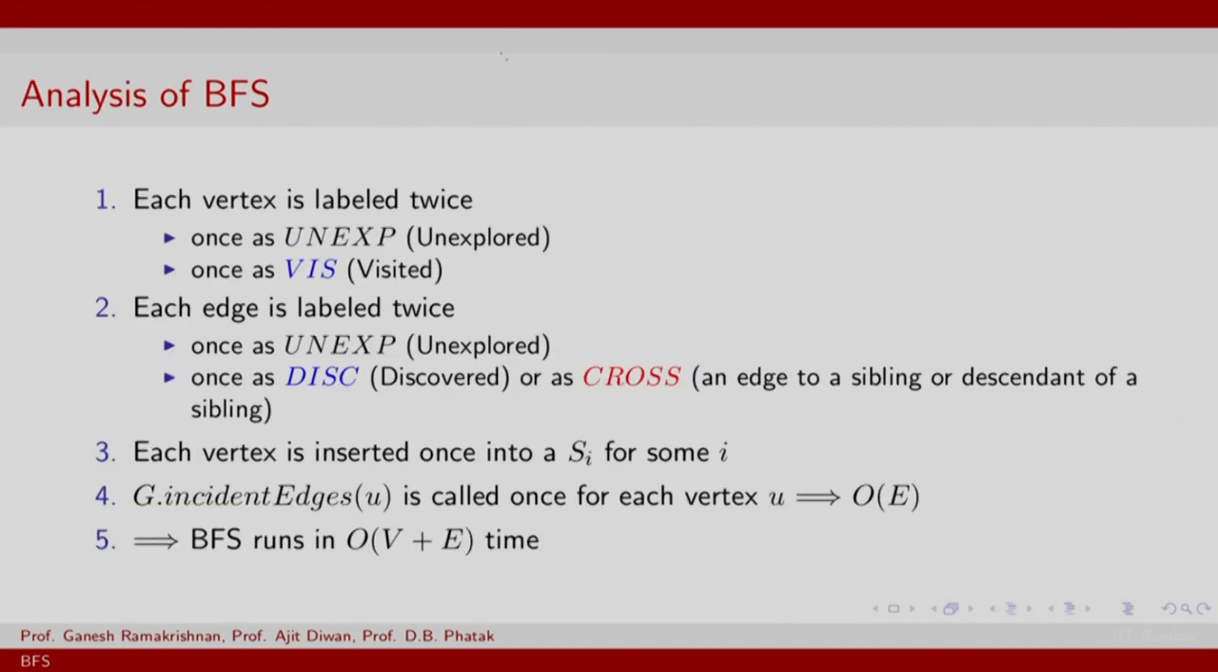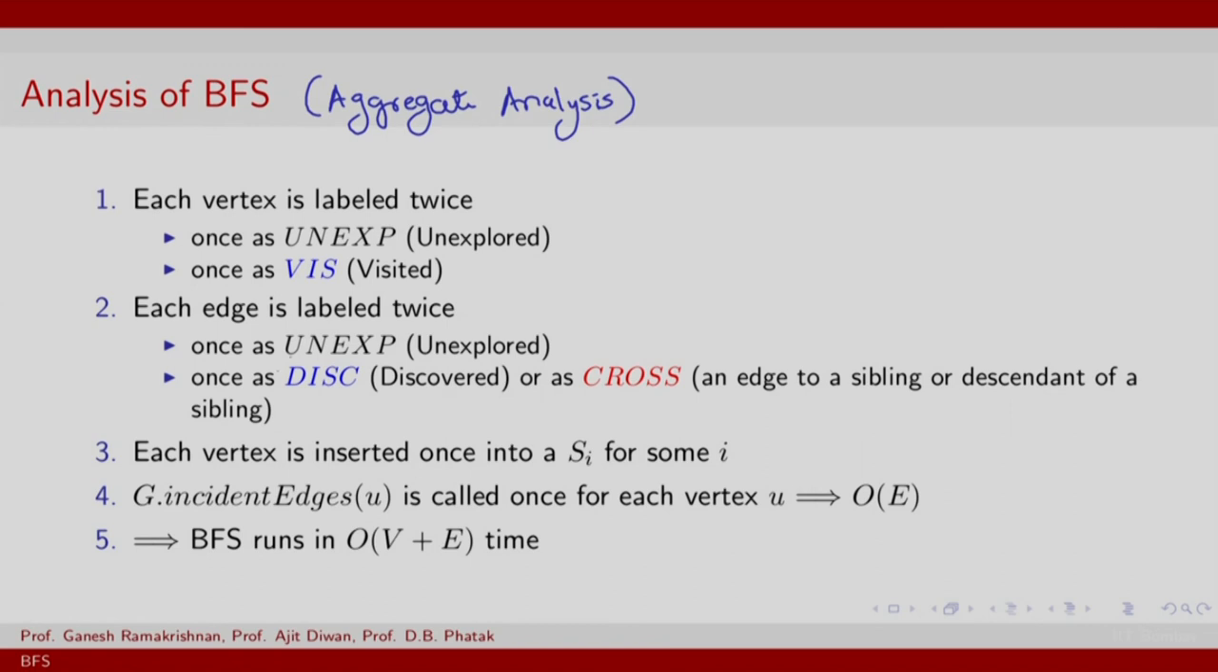Analysis is fairly straightforward. For most graph algorithms, we will resort to some kind of collective analysis, called aggregate analysis, which looks at the aggregate statistics of the number of accesses. So each vertex is labeled twice. Initially it is labeled as unexplored, and the moment you visit it, you label it as visited. In the alternative algorithm that we proposed, each vertex is labeled thrice: once as unexplored, once as visited, and the third time as explored. It is a constant factor.